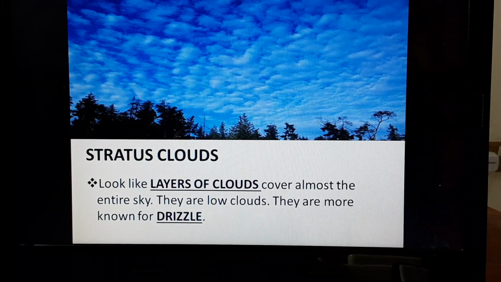They are low clouds and they are more known for drizzle. What do you mean by drizzle? Drizzle is light rain falling in very fine drops. Again, drizzle is light rain falling in very tiny drops. That's the meaning of drizzle. So when we talk about stratus clouds, remember the words layers of clouds.